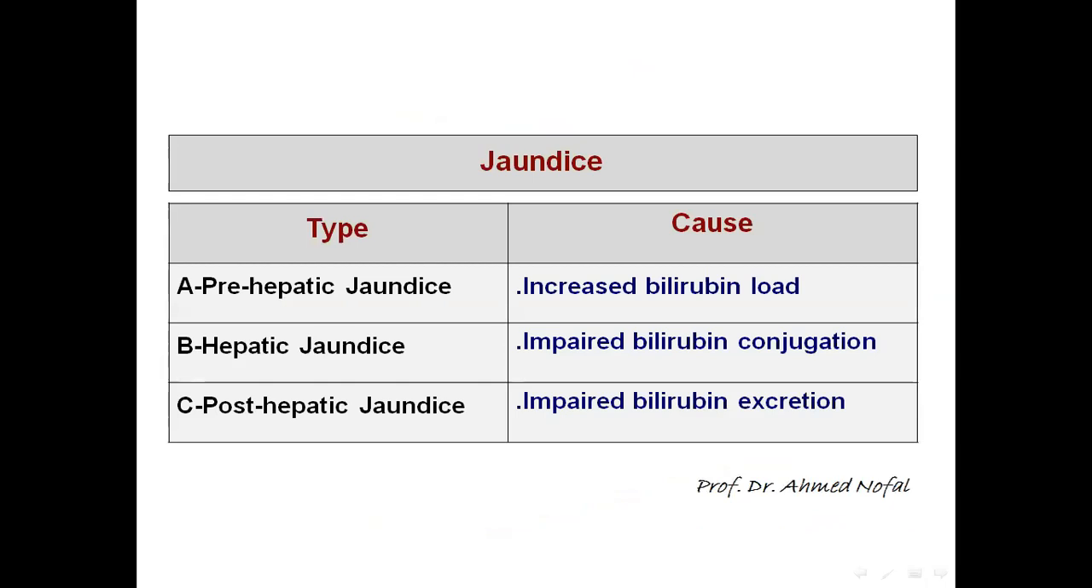Jaundice could be prehepatic, hepatic, or posthepatic. Prehepatic due to increased bilirubin load, hepatic due to impaired bilirubin conjugation, and posthepatic due to impaired bilirubin excretion.